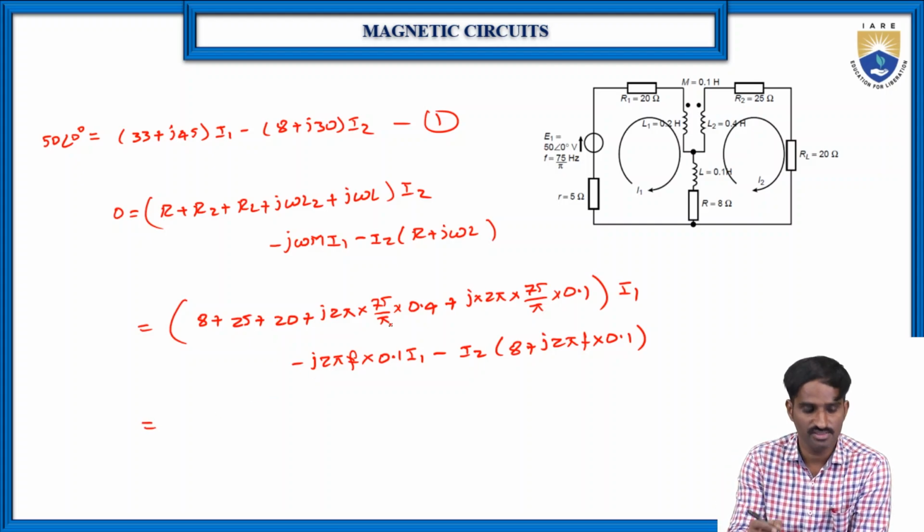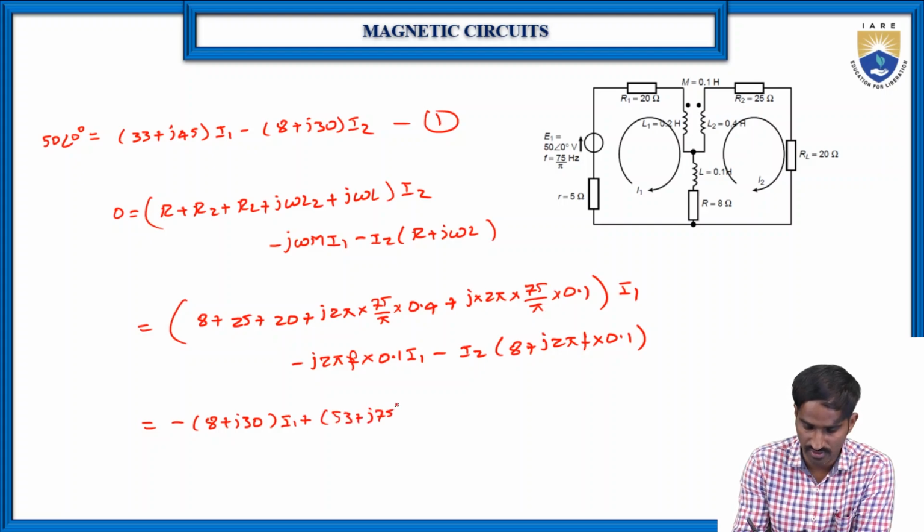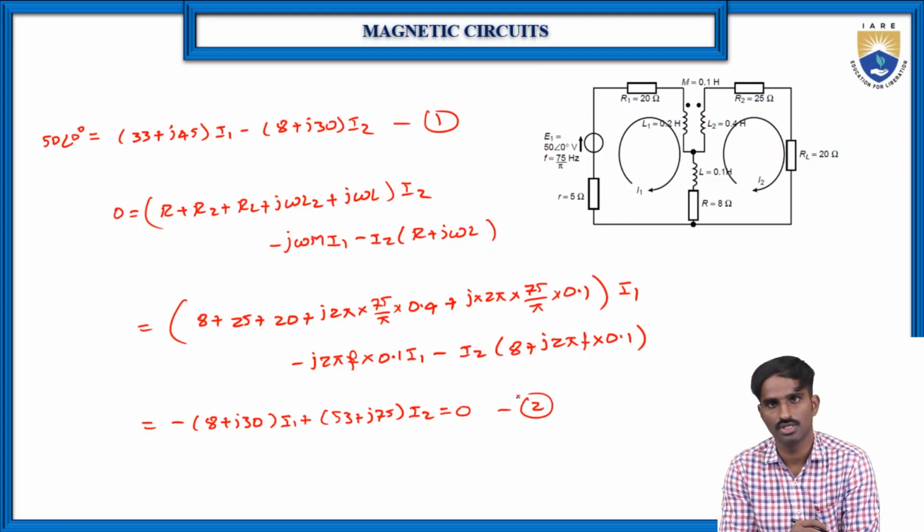So after simplifying this, the final equation will become minus 8 plus j30 into I1 plus 53 plus j75 I2, which is equal to 0. This is equation number 2.